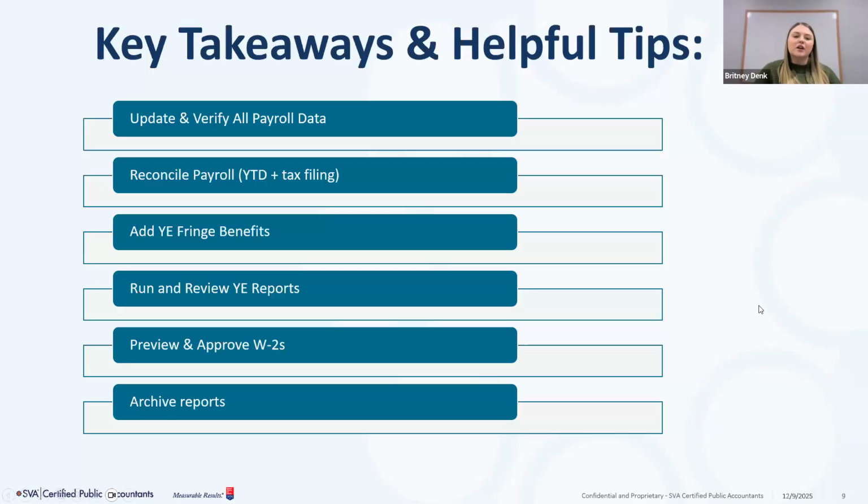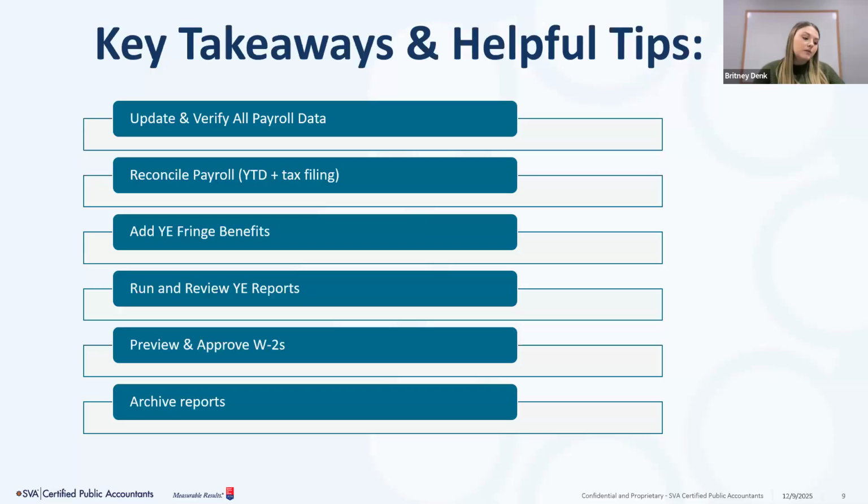So making sure that you're inviting your employees to the Workforce app and updating the emails. Second is reconciling your payroll, your year-to-date, and your tax filings. Look for negative wages, missing taxes, incorrect deduction amounts, employer contributions being out of balance. So just making sure that you looked at this so you're not surprised.